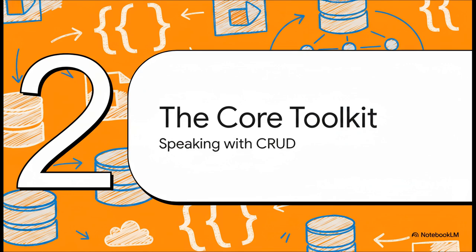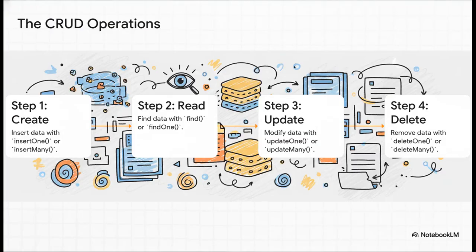Okay, so we know what the pieces are. Now let's talk about what we can actually do with them. We're moving on to the core toolkit. This is the basic language you use to talk to the database, and it goes by the simple little acronym CRUD. CRUD stands for the four most basic things you can possibly do with data: create it, read it, update it, and delete it. These are the action verbs of the database world, you know? You use insert to create a new user. You find to read their profile data. You update to change their password, and you delete to remove their account. Pretty much everything you'll ever do boils down to one of these four operations.